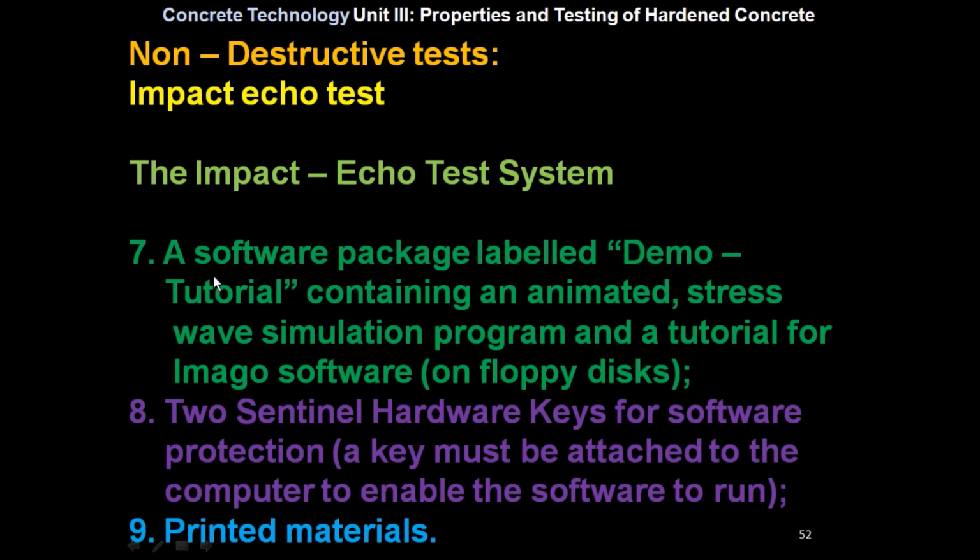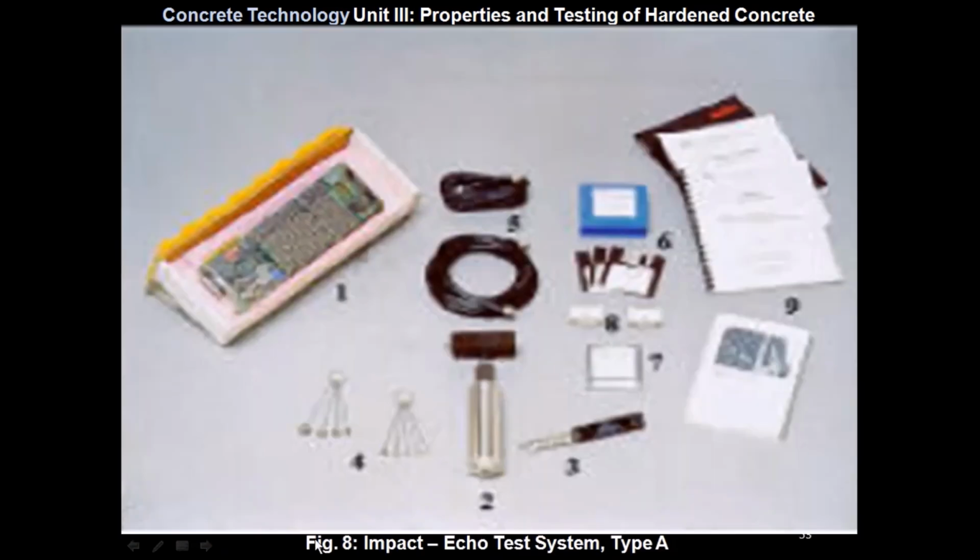Seventh is the software package labeled demo tutorial, containing an animated stress wave simulation program and a tutorial for Imago software on floppy disk. Eighth is two Sentinel hardware keys for software protection. A key must be attached to the computer to enable the software to run. And ninth is the printed materials. So here, figure number 8 shows the impact echo test system type A.